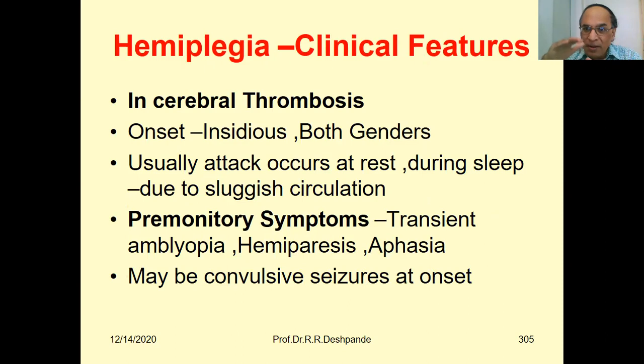So onset will be step by step. Last 3, 4, 5 days, last week, 2 weeks, slowly progress. If the hemorrhage, acute. One hour before, patient was all right. Within this half an hour, he gets the hemiplegia. Acute, storming, that is because of the hemorrhage. Embolism, also acute. But always, thrombosis is a slow process, insidious. Usually occurs at rest during the sleep. Why? Because in the sleep, blood circulation is on the lower side.